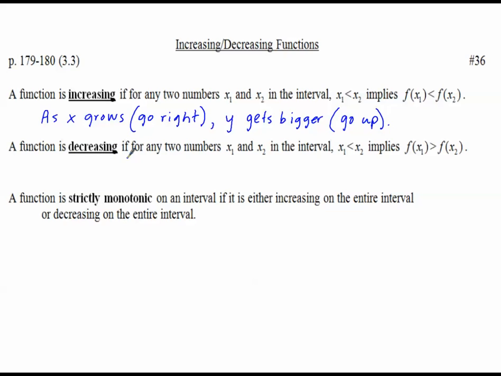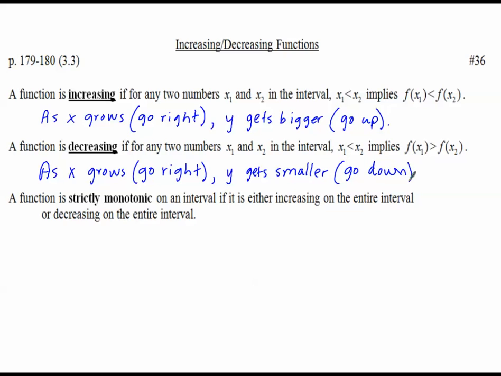A function is decreasing if for any two numbers x sub 1 and x sub 2 in the interval, x sub 1 less than x sub 2 implies f of x sub 1 will be greater than f of x sub 2. Simply put, as x grows, because we always read a graph going left to right, just like we read words, y gets smaller. Or we think of the graph going down. So increasing, we're thinking of where y goes up. Decreasing, we're thinking of where the y goes down, simply put.